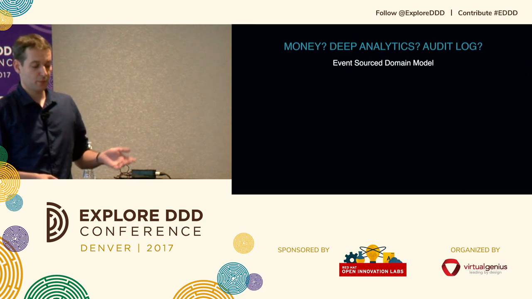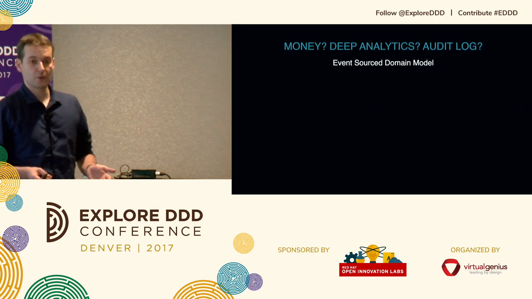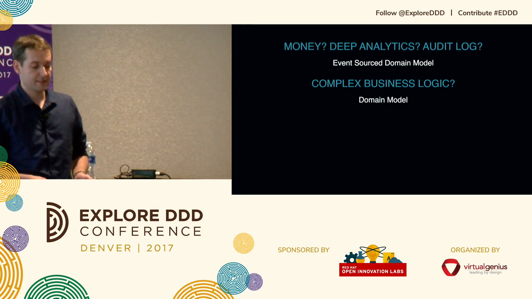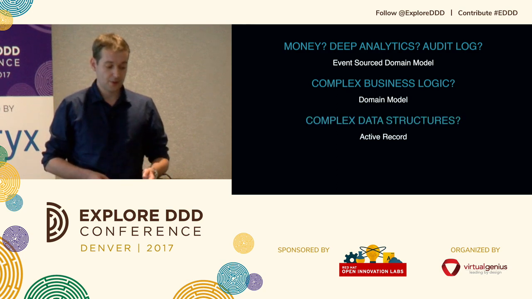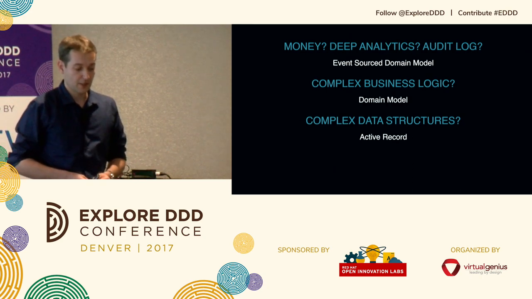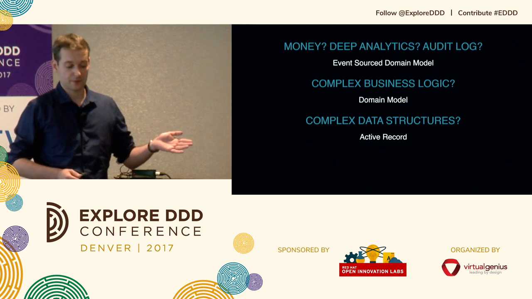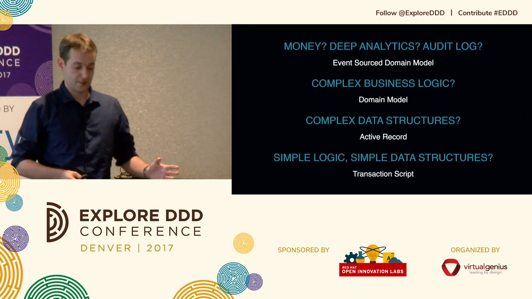First, does the domain in question deal with money directly, require deep analytics, or require an audit log by the law? If the answer is yes, use the event source domain model. Second, how complex is the business logic? Is it more complex than some input validations? Does it have complicated business rules and invariants? If it does, use the domain model. Third, if on the other hand the business logic is simple, then how complex are the data structures? If you've got some complicated object trees with relationships between them, go with active record. And finally, if the answers to all those questions were negative, use a simple transaction script.